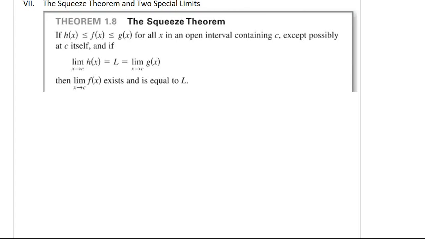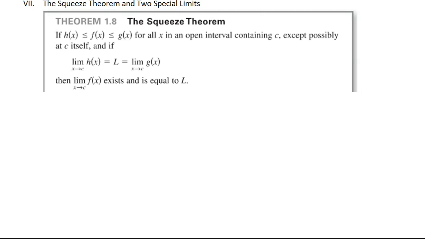And the last part of 1.3 is a theorem that's called the squeeze theorem. This one's special enough to have its own name. This says that if h of x is less than or equal to f of x is less than or equal to g of x for all x in an open interval containing c, except possibly at c itself, and if the limit as x approaches c of h of x is L, and the limit as x approaches c of g of x is also L, then the limit as x approaches c of f of x exists and is also equal to L.